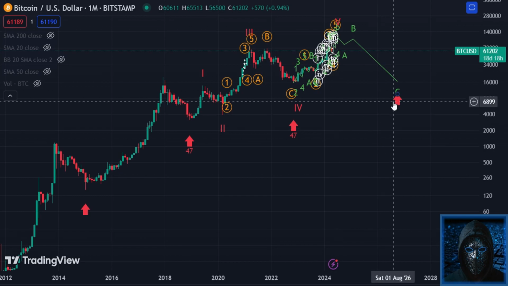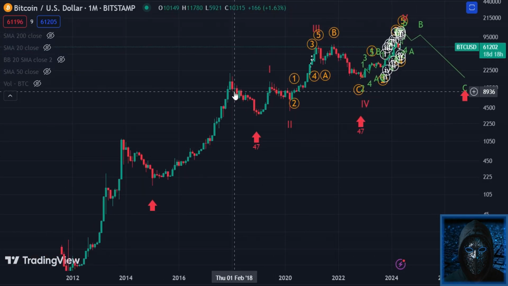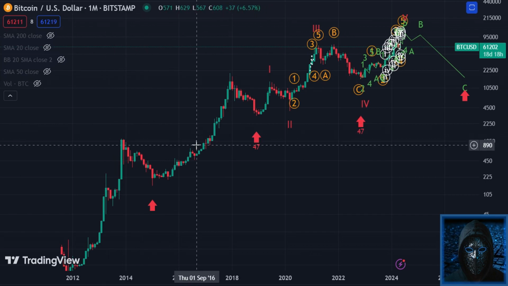You always track cycles from low to low. You never track them from top to top, and you never track them from halving to halving. Halving has nothing to do with the Bitcoin cycles. The price reacts to liquidity, not the halving. The halving gives incentive to hold long term, but it's not the driver for a bull run.